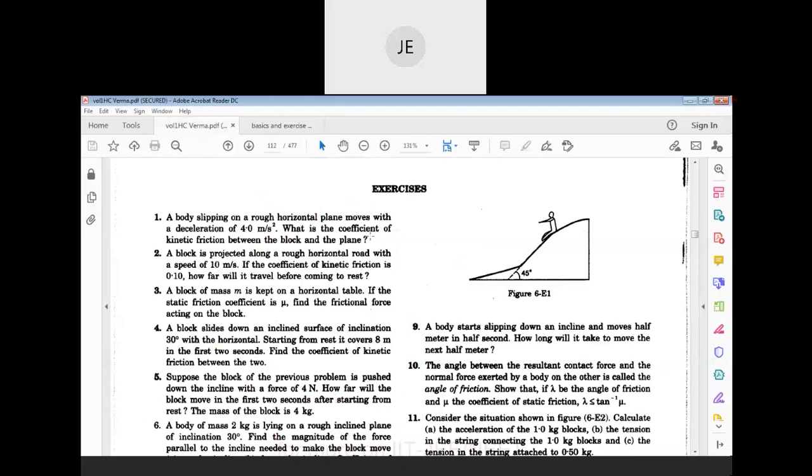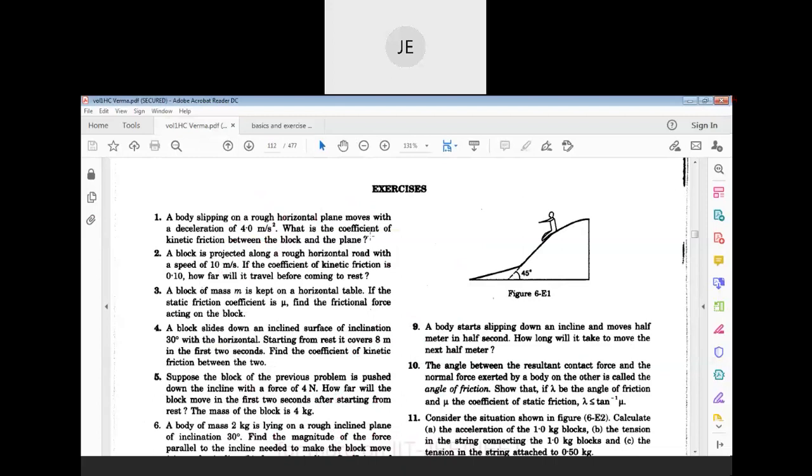So the body is at rest. The block is kept on a horizontal table, I told. So the body is at rest, so force applied is also zero. So frictional force will also be zero.